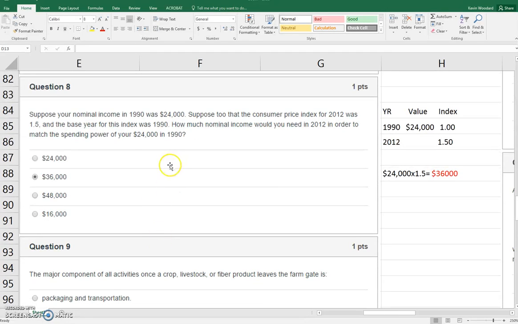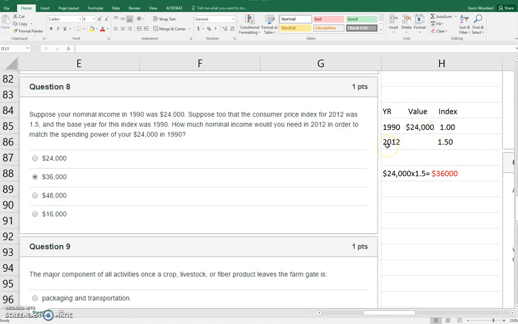So we look at question 8. Question 8 is another one where we have to go back and build. I told a few people, make sure you go ahead and build the table yourself, and that helps you say in 1990, 24,000 was the base year, so the index is 1.0.